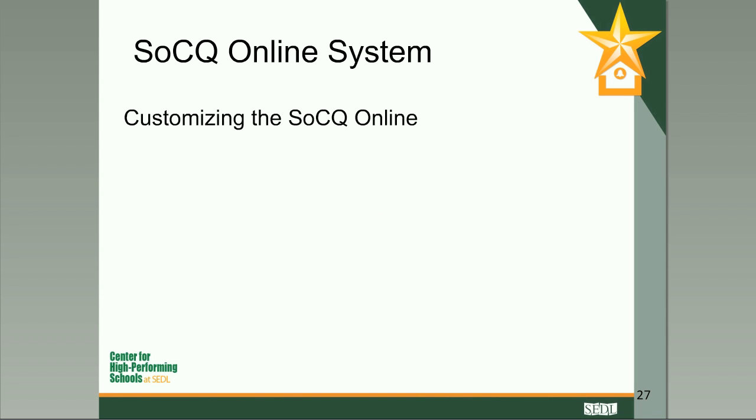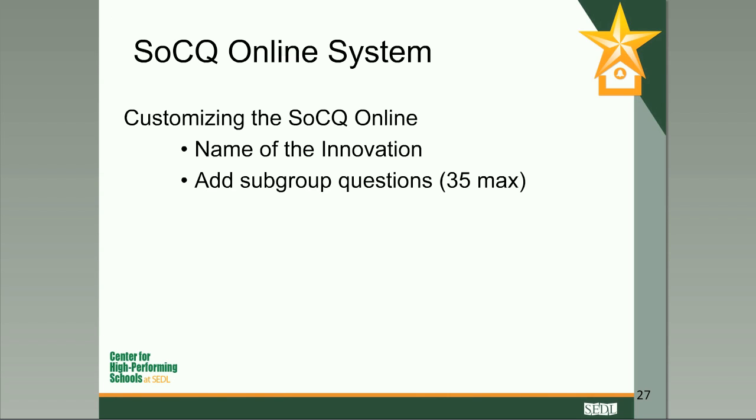Lastly, I'd like to talk about customizing the SoCQ Online. You can enter the name of the innovation that you're examining, and the system will integrate the innovation name into the standard 35 questions that are automatically part of the Stages of Concern questionnaire. But you can also add additional subgroup questions, and these subgroup questions let you later see slices of the data. So the more questions you add, the more slices you'll be able to view. You can also add open text questions to collect additional data that's appropriate for an open text response, where the user can describe something in detail.